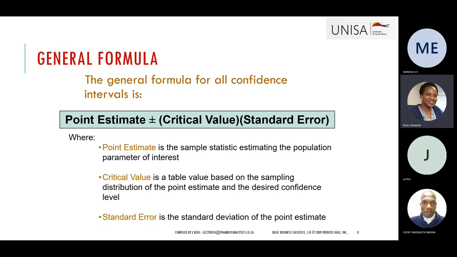And the standard error, we've learned about the standard error in sampling distribution as well. So you're going to multiply your critical value with your standard error. And the product of these two creates what we call a margin or a sampling error. It's called a sampling error, or it's called a margin of error.